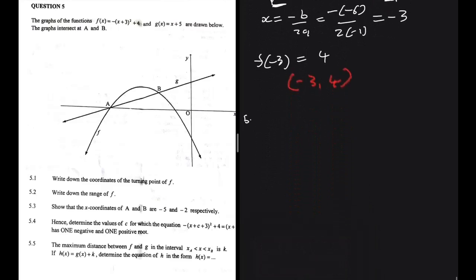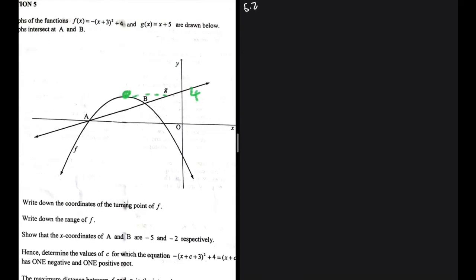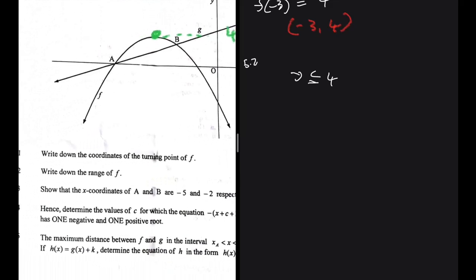And then 5.2, write down the range of f. So let's look at our function here. So we've already established that the y value here at the turning point is 4, right? And we can see that our graph never goes above 4. It just touches there at 4 and then it goes infinitely down, so to say, right? So we can say that y is less or equals to 4, right? For all the values of x, y is either 4 or less than that. All right, so that is the range of our function f.